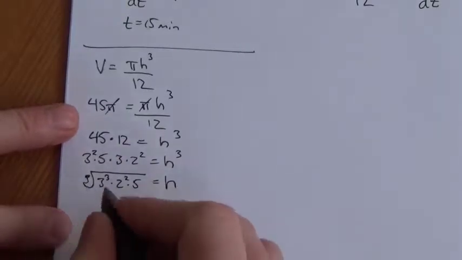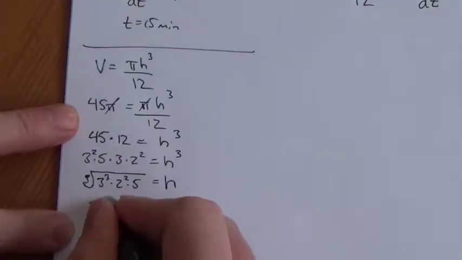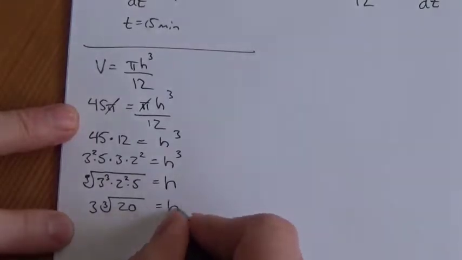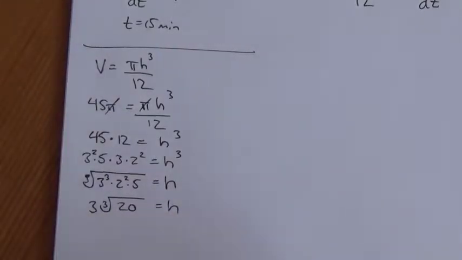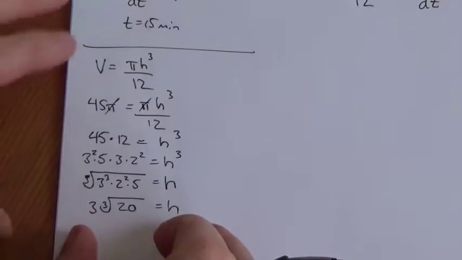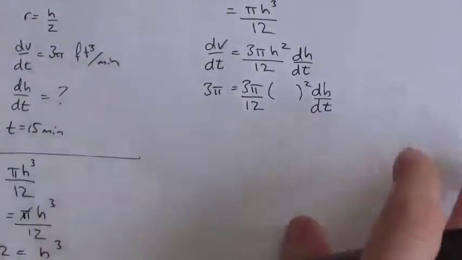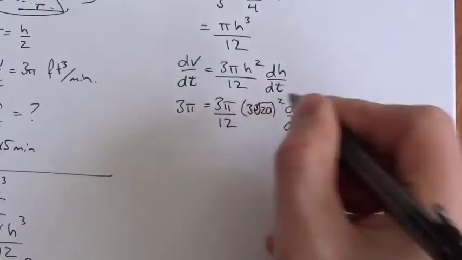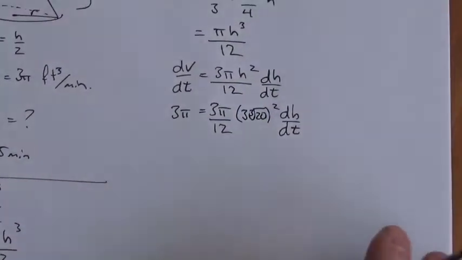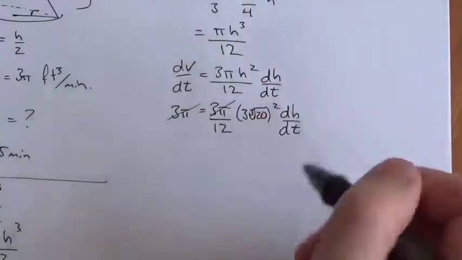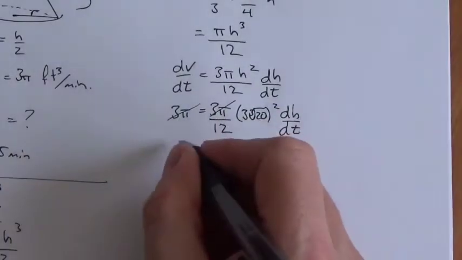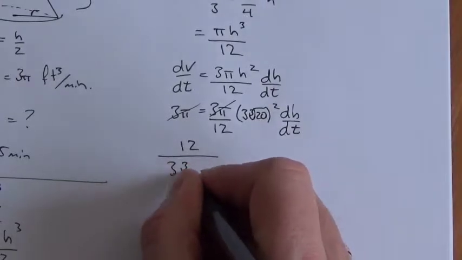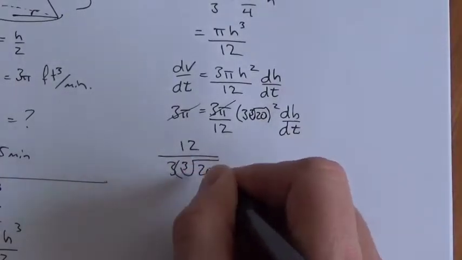Well, I can take out a 3. And I'm left with the cube root of 4 times 5, or 20. So there we go. Now, I'm going to take this and plug it up into here. So this will be 3 times the cube root of 20. Okay, now my 3 pi's are going to cancel. I will bring up the 12. And I'm going to divide by 3 cube root of 20.